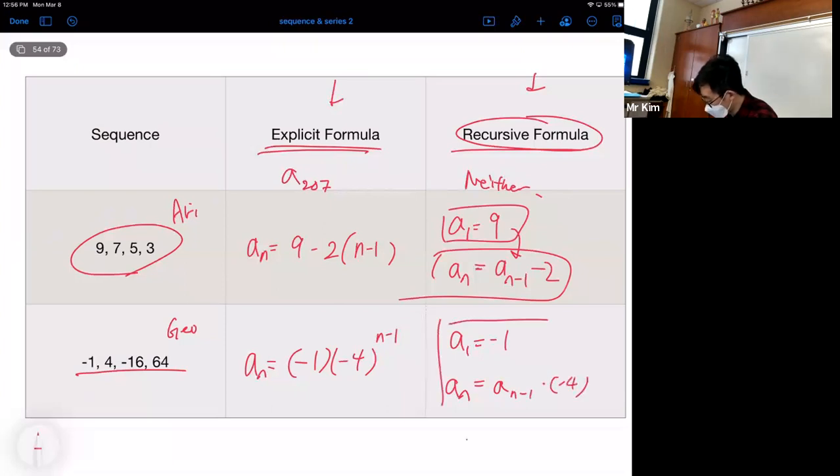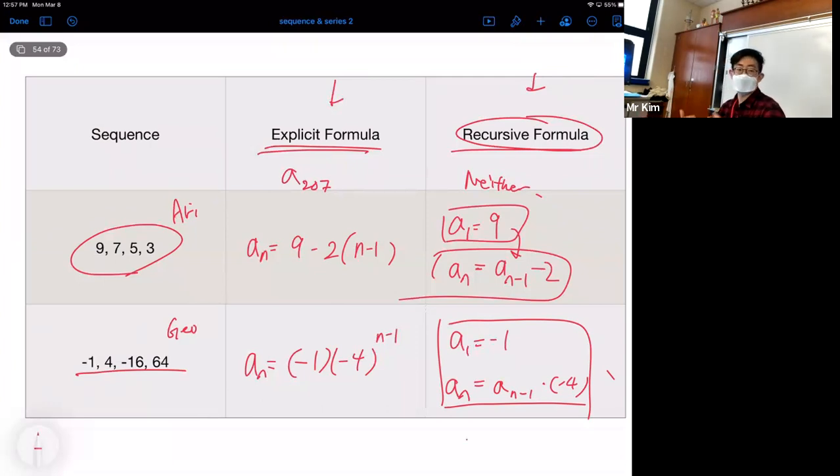Times -4. Excellent. So, very easy stuff. Okay, so this was a brief overview of what we talked about on Friday: explicit versus recursive, what's the benefit, what's its use, and how to represent the same sequence in two different formats, like Fahrenheit and Celsius, right?